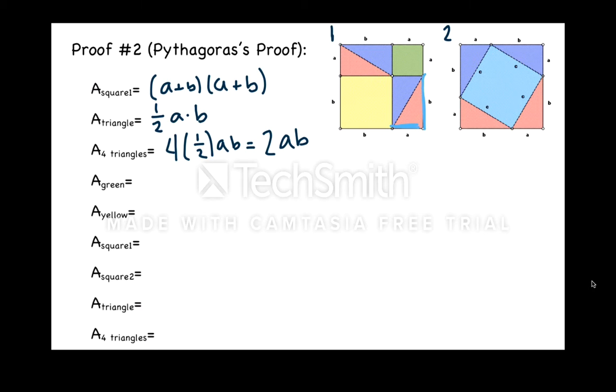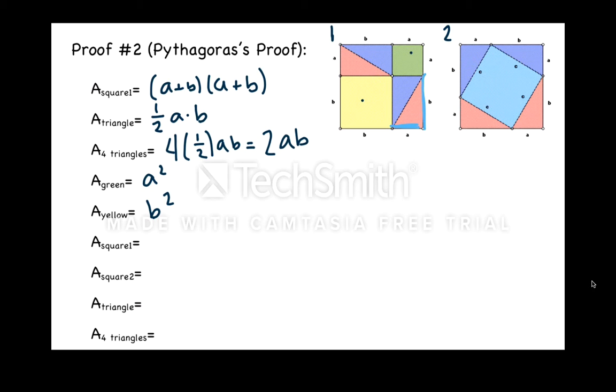Next, I want to find the area of the green square. I know one side length is a, so the area of that square is a squared. And now I want to do the yellow one. The side length is b, so the area of that square is b squared.